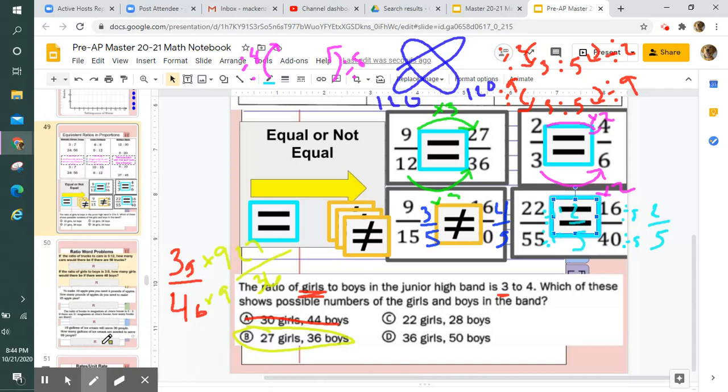Okay, so we are all done with that first slide. So now we're going to go to the word problems, which are very similar to doing this.